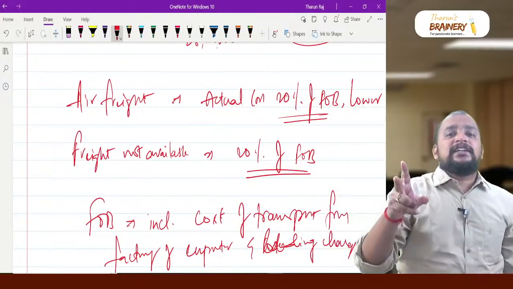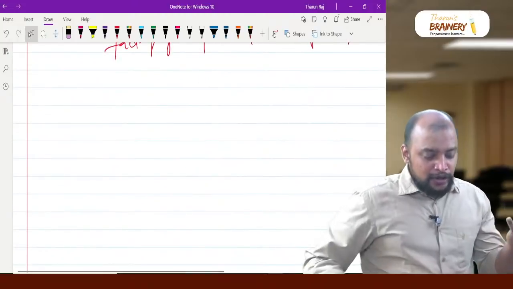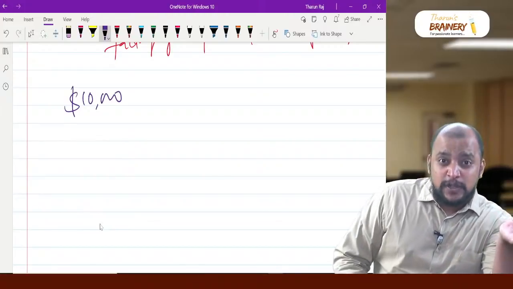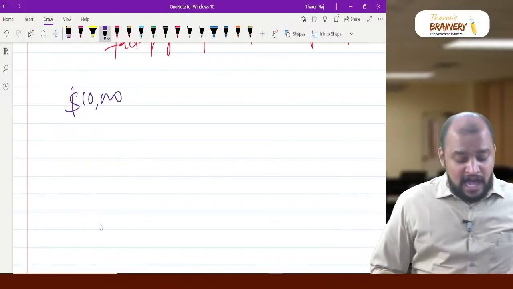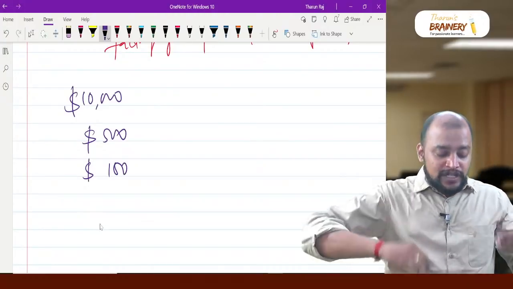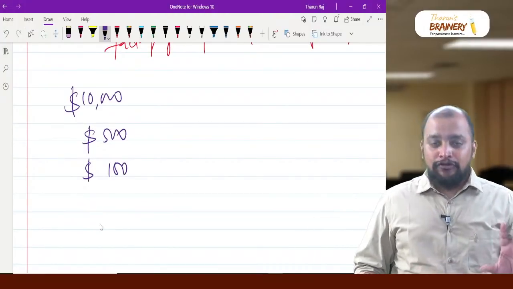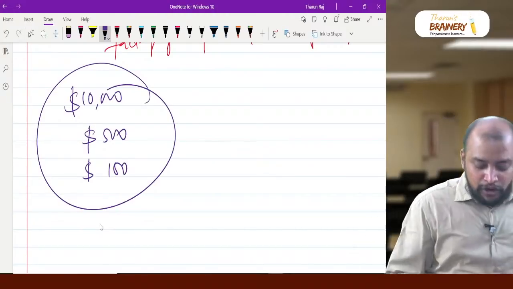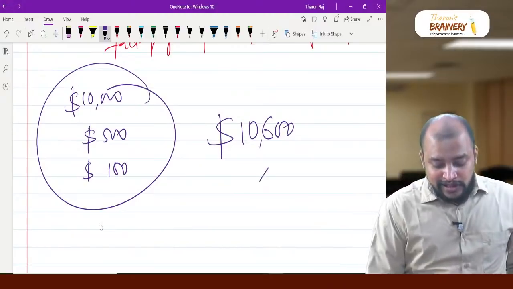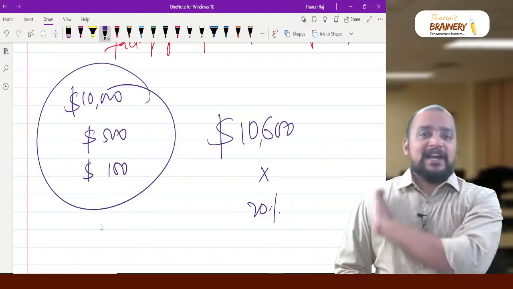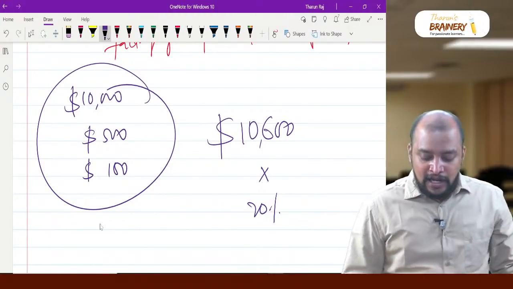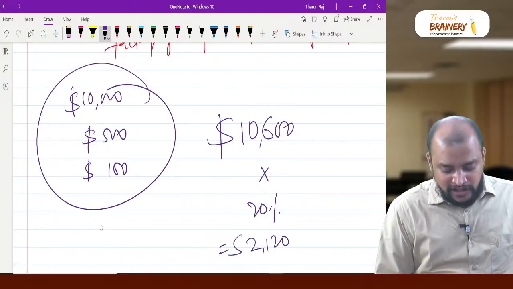And when you take 20% of FOB, these two things, for example, we have factory cost of $10,000. Then cost of transport from the factory of the exporter to the airport is say $500 and loading charges is say $100. Now this 500 and 100 both should be taken into FOB. So the FOB will be $10,600. And on this $10,600, 20% should be taken as the maximum freight. So 10,600 into 20% is $2,120, which will be taken as the freight.